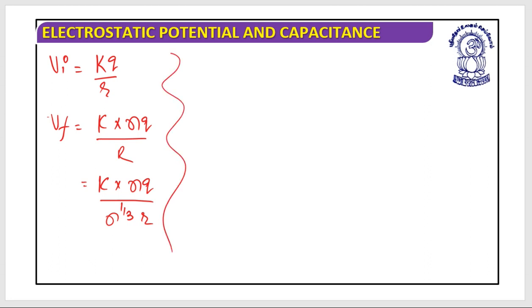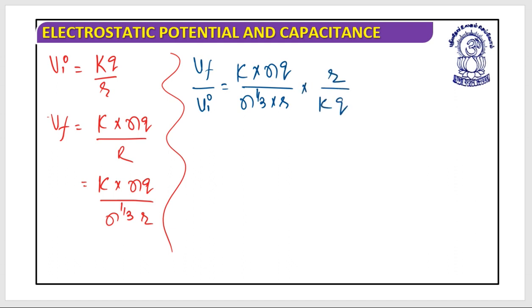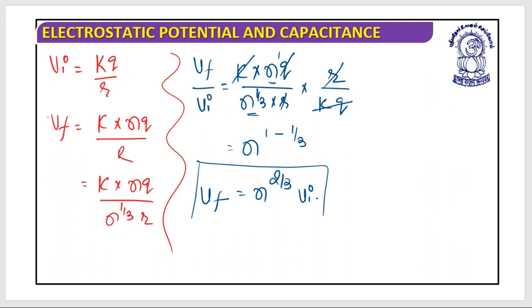Yes, so let's take a ratio of this. What I can have is Vf by Vi, which should be equal to k multiplied by n into q divided by n to the power 1/3 into r, multiplied by kq divided by r. This kq would be gone, this r is gone, and here it is n to the power 1. This term is n to the power 1/3. It's n to the power 1 minus 1/3. So this is equal to n to the power 2/3. This is Vf and this is V initial. This Vf is equal to n to the power 2/3 multiplied by V initial.